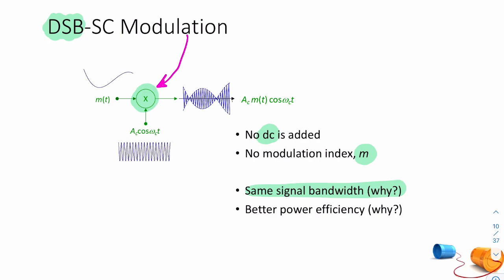That hasn't changed. The power efficiency has changed because we don't have a carrier component. So therefore, we don't have wastage in power. So the power efficiency is much higher. You could say it's 100% because there is no wasted power. All the power is useful power.